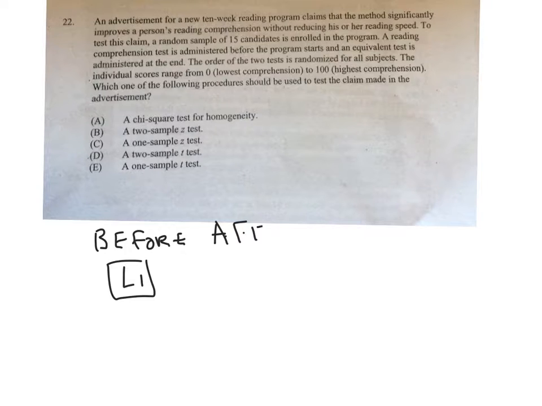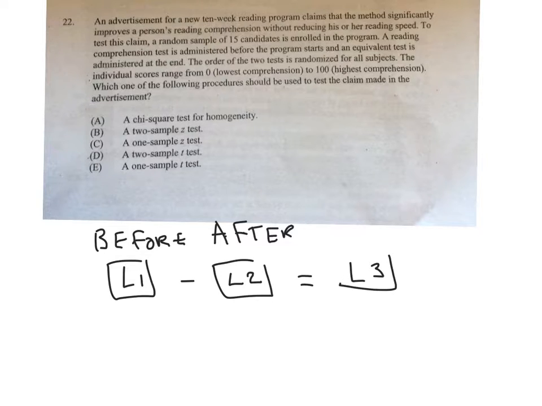Okay, now, how do we figure this out? Well, think of it this way. For the matched pairs, remember, let's just say we have the before. They take a test before they do the program. We would put that into list 1. And then we're going to put all the afters into list 2. Okay? And then we would subtract these, and you would put that into list 3. That is our results. Now, we would only work with list 3.